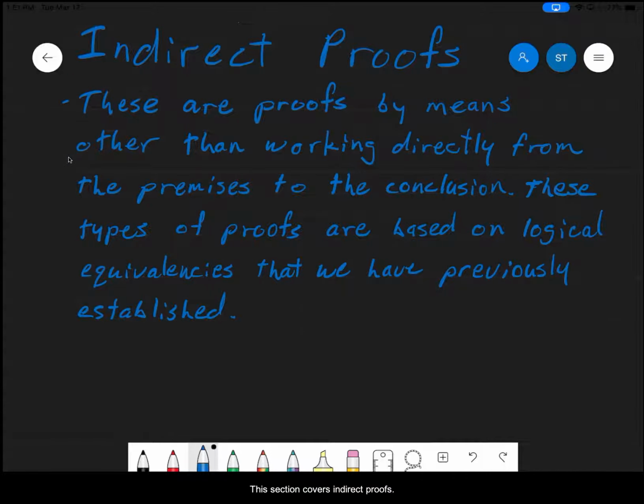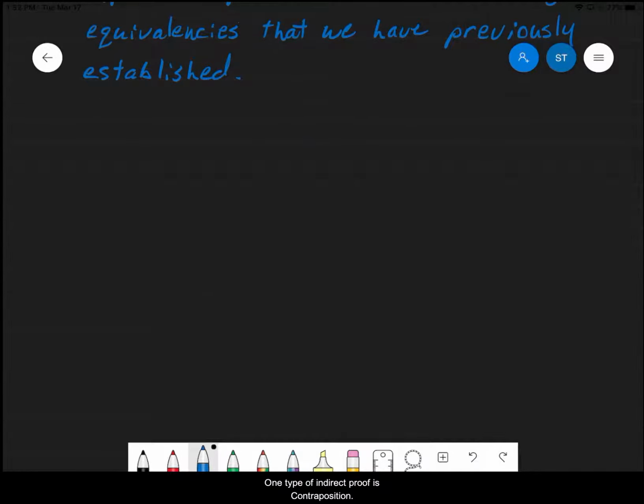This section covers indirect proofs. These are proofs by means other than working directly from the premises to the conclusion. These types of proofs are based on logical equivalencies that we have previously established. One type of indirect proof is contraposition.